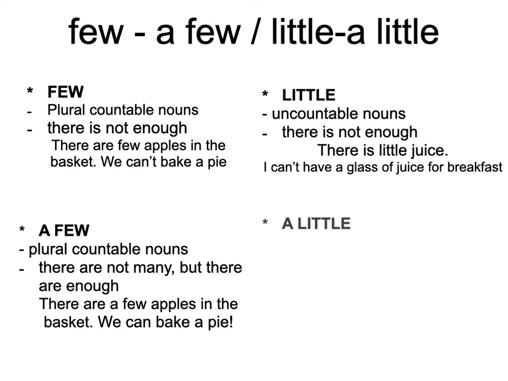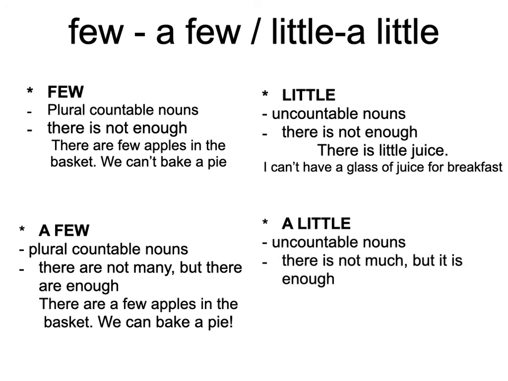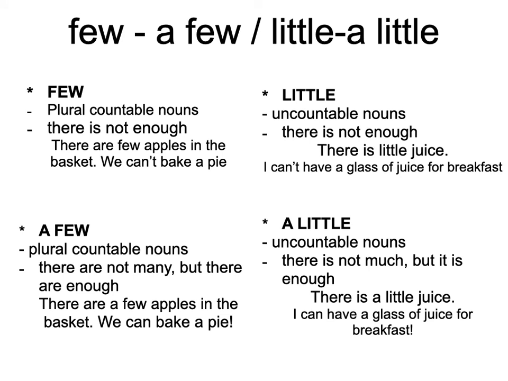It's the same for a little. With uncountable nouns, there is not much, but it is enough. There is a little juice will mean that there is not much, but I can have a glass of juice for breakfast. So basically the difference is that if you add an a in a few and a little, you're conveying a more positive meaning, being that though there are not many, or there is not much, you still can do things with that.